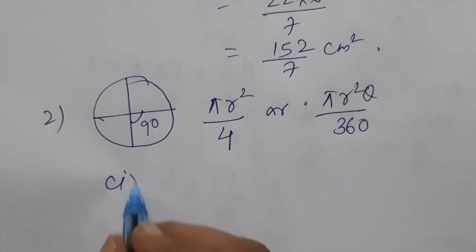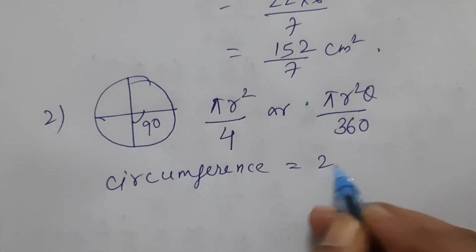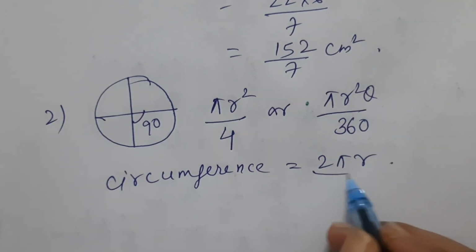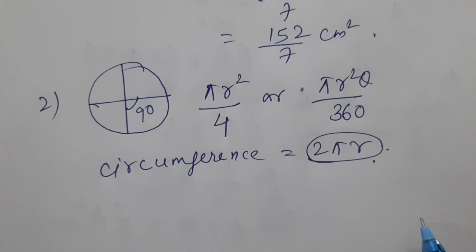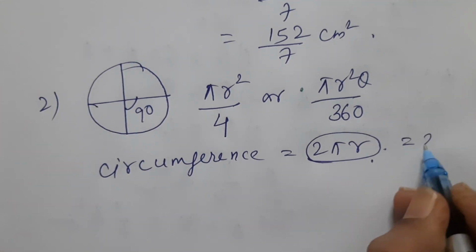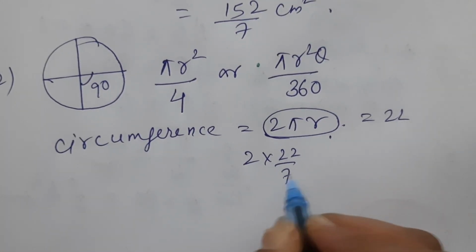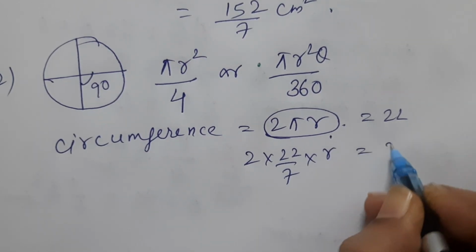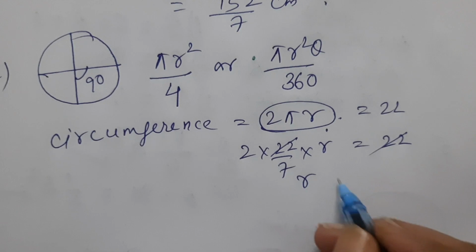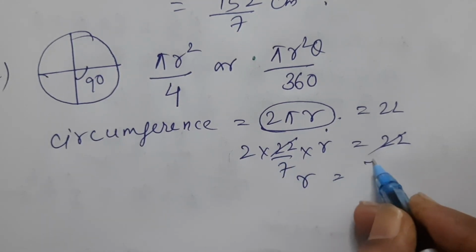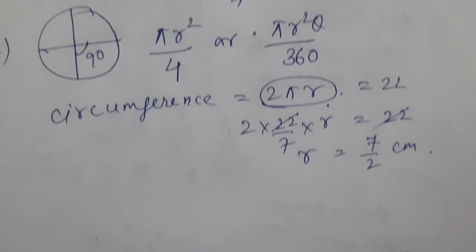Here circumference is given in this question. Now what is circumference? Circumference is 2 pi r. So from this formula we are going to find out radius, as radius is not given in the question. Circumference is given 22. So let's start out with the solution. 2 pi is 22 by 7. Radius is not given. Circumference is 22. We can cancel out this 22. Thus r is, make this reciprocal, that is 7 upon 2. Radius is 7 by 2 centimeter.